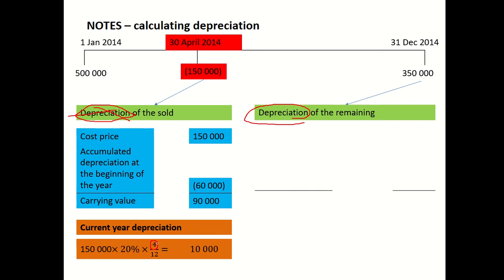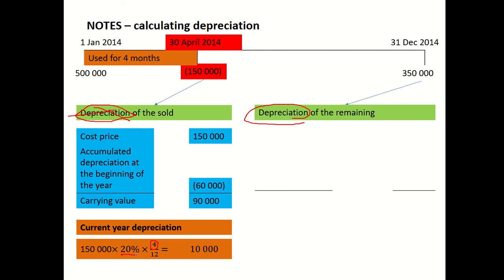So out of the 12 months, remember this 20,000 is annual. It's for the whole year, so I have to adjust it. Out of the 12 months, I've only used this for 4 months, which will give me 10,000 rand. So hence I said here, I've only used this asset for 4 months.